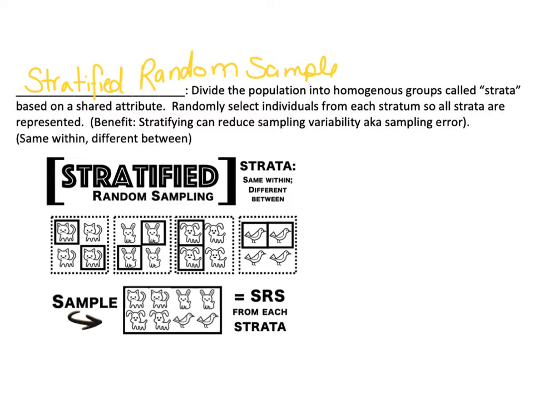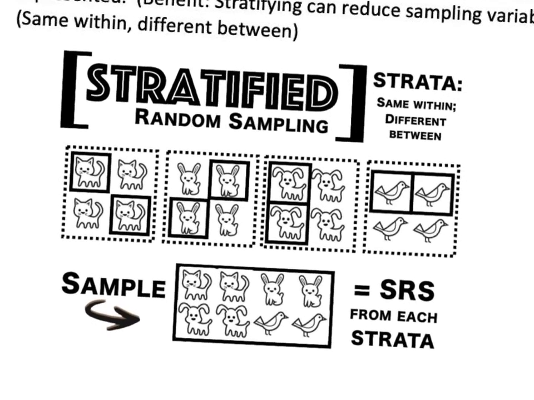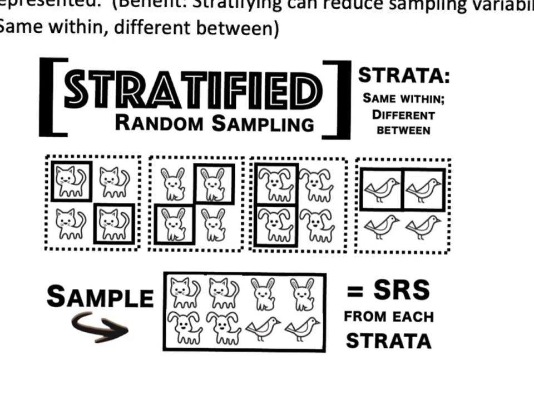In this picture down here that Miss Todd put together for you, this is an example of stratified. You first group them, and notice that they're the same within. So I've got all cats, bunnies, dogs, and birds. Then we do an SRS within each stratum. I would number these 1 through 4 in each, and use my random generator to generate 2 from each to create my overall sample.